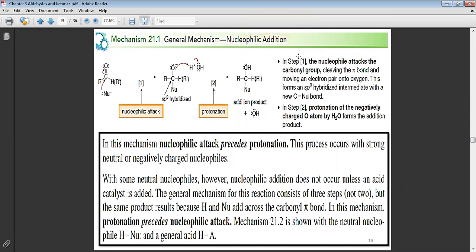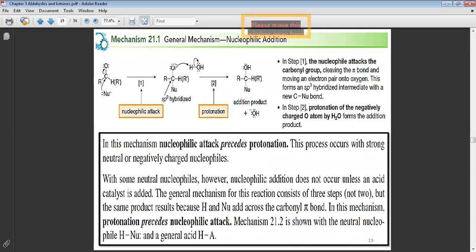Look at step number one. The step number one, nucleophilic attack on the carbonyl group. The pi bond will cleave, and both electrons from the pi bond will move to the oxygen to give you oxygen with negative charge. The second step, a protonation of the negatively charged oxygen atom by H2O. What is the meaning of protonation? It means take a proton, add the proton. What is a proton? It means hydrogen plus.